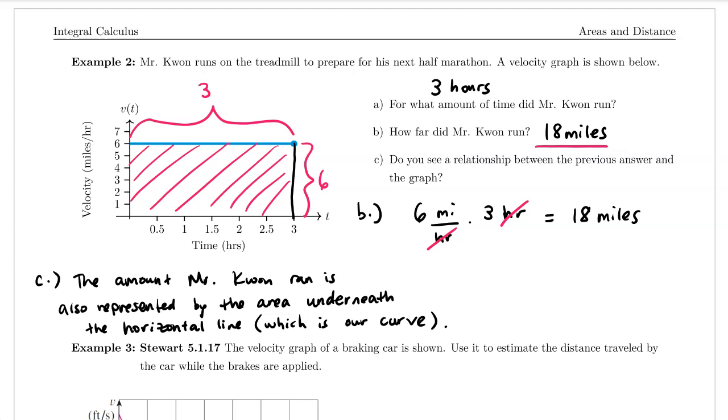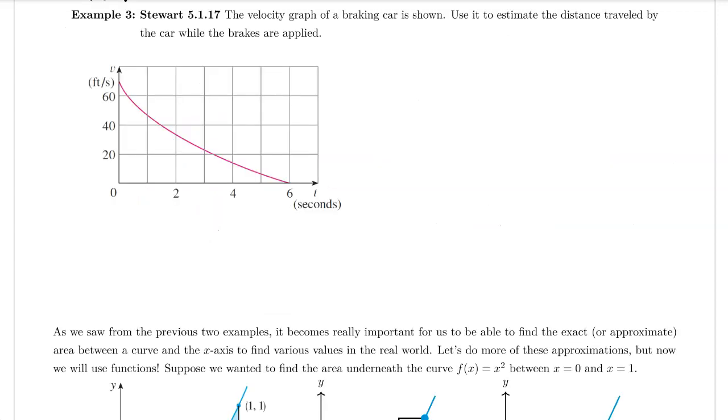So in the next example, let's take a look at something that is not a constant function. Example 3 says, the velocity graph of a braking car is shown. Use it to estimate the distance traveled by the car while the brakes are applied. Similarly, our vertical axis is velocity, but now we're measuring it in feet per second. And then our horizontal axis is measuring time in seconds. So just like in the previous example, we have velocity versus time.